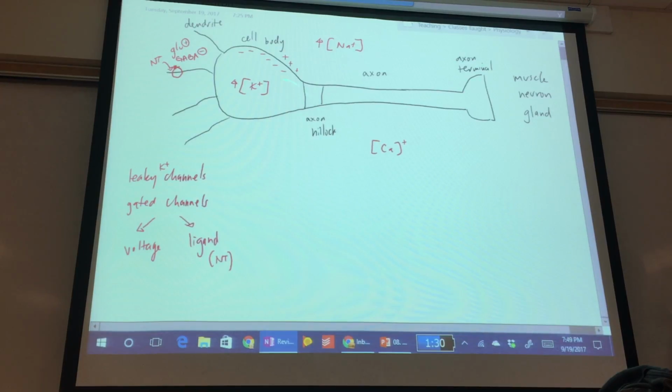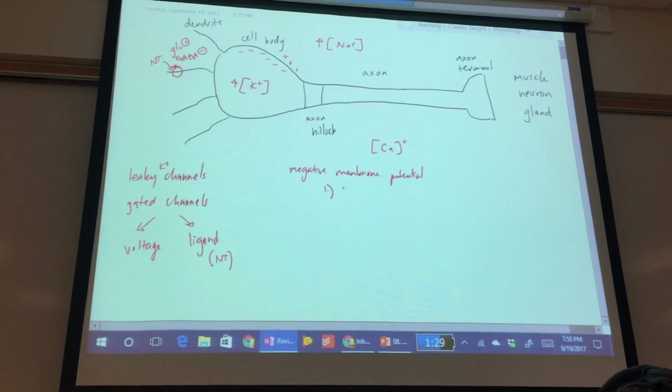So what factors on the inside of the cell, or what factors about the entire neuron, lend to that negativity? Group number one, give me one reason. Potassium moving out. What was that again? Potassium moving out. Leaky potassium channels. Okay. Leaky potassium channels.